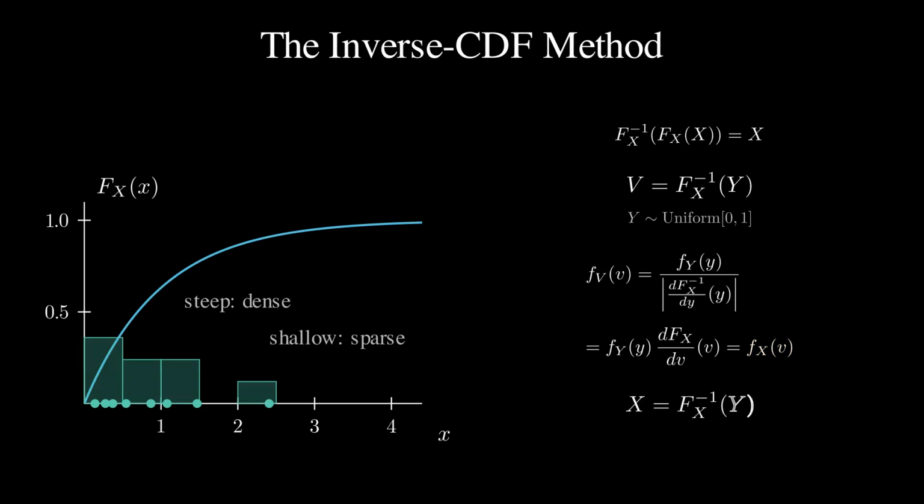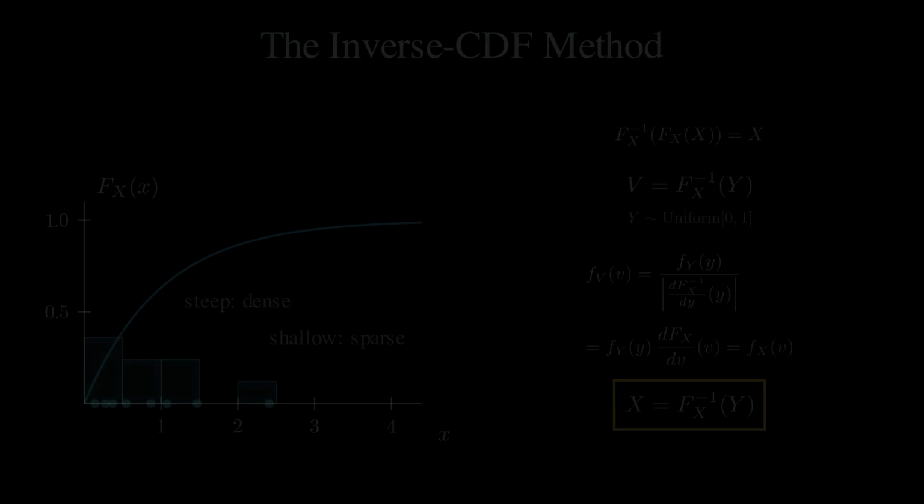This is the inverse CDF method. To generate a random variable with CDF F, apply F inverse to a uniform draw. One uniform routine generates any continuous distribution. The recipe deserves one full workout.